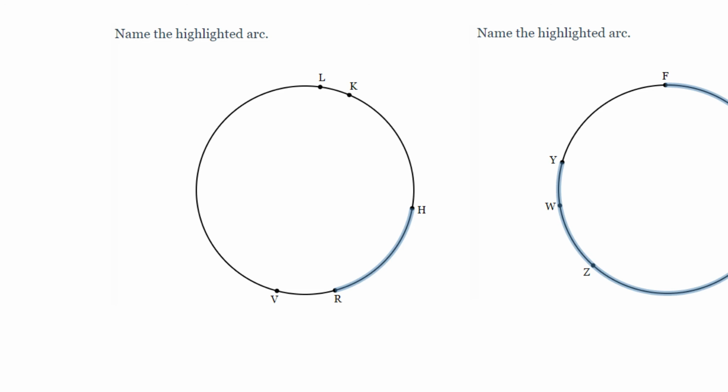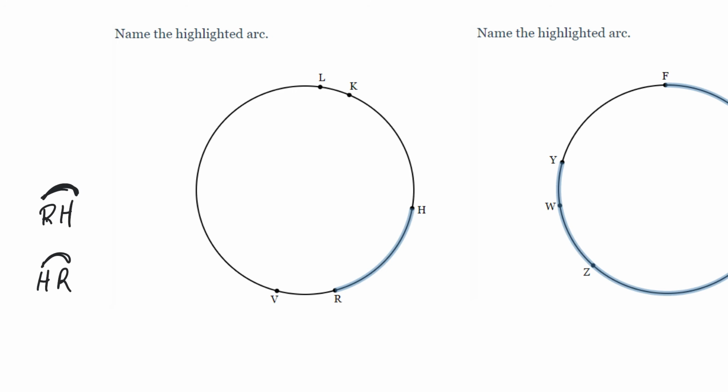The way we can name this arc, we always put this symbol over top of an arc. And the arc is named by capital letters. So this arc can really only be named in 2 ways. You could name it arc RH, or you could name it arc HR. There's really no other ways to name this arc.